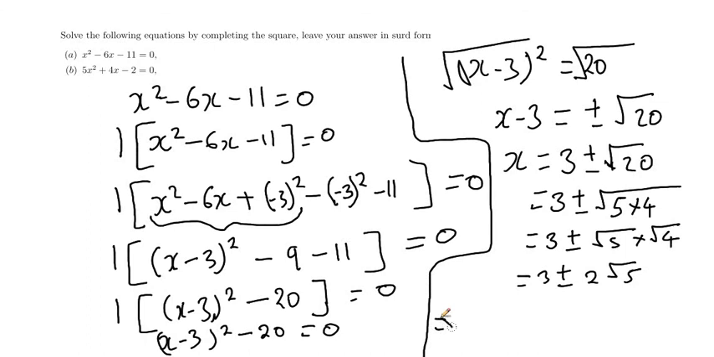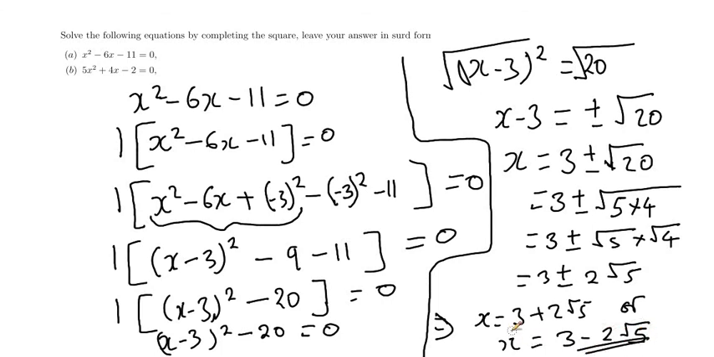So this implies that x is equal to 3 plus 2 root 5, or x is equal to 3 minus 2 root 5. So these are our solutions.